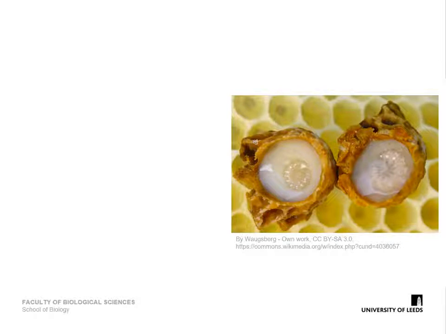The answer is this white substance that you can see on the right-hand side of the screen. In these cells, you can see a honeybee larvae sitting in the middle of each of these cells, surrounded by a white substance. This white substance is called royal jelly, and it's made in the heads of worker bees. They then feed this substance to this larvae.